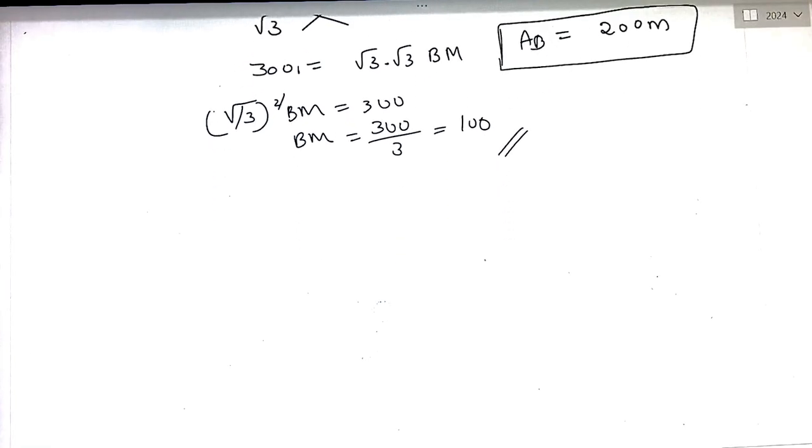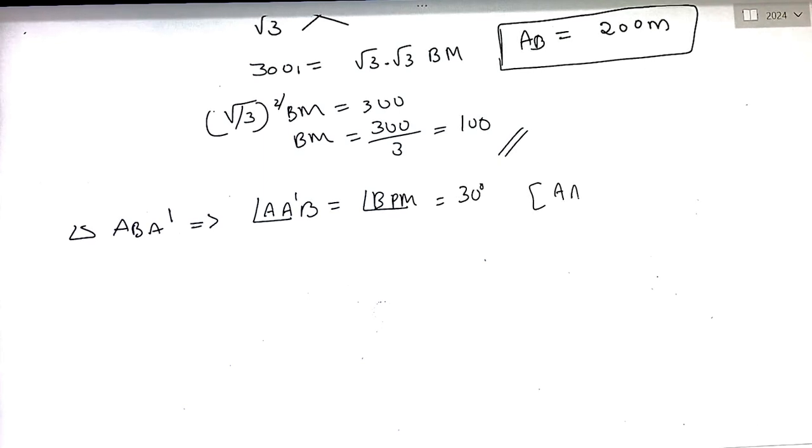So I'll just take the triangle. In triangle AB A dash, angle A dash is equal to angle BPM is equal to 30 degree, because A dash is equivalent to side PM. Now in this triangle we can apply the sine formula, that is sine theta is equal to AB by A dash B. So what is the theta value? Sine 30.